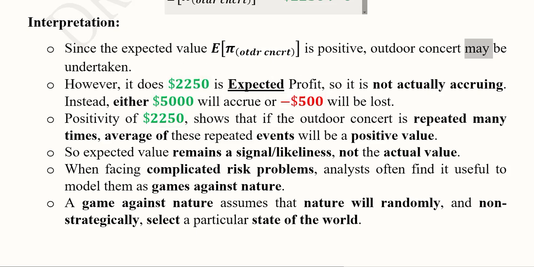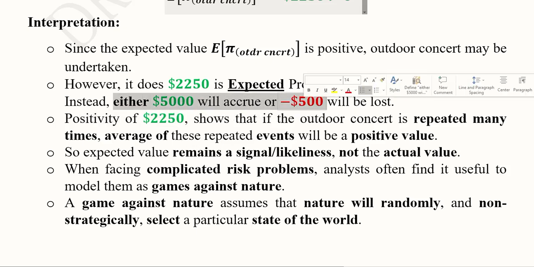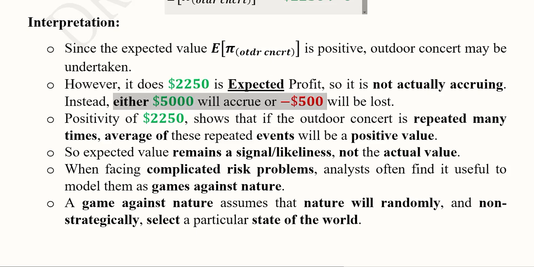It is useful because primarily it is positive, and it shows that if this event is held again and again, sometimes it will rain and there will be loss, and sometimes there will be no rain. So in this situation, there will be an overall average value, which will tell us that if this event happens repeatedly, then on average, what will be the outcome? On average, the outcome will be desirable because the expected value is positive. So it gives us only a signal or likeliness of what we should go for. It doesn't give us the actual value because the actual value is this loss or this profit.